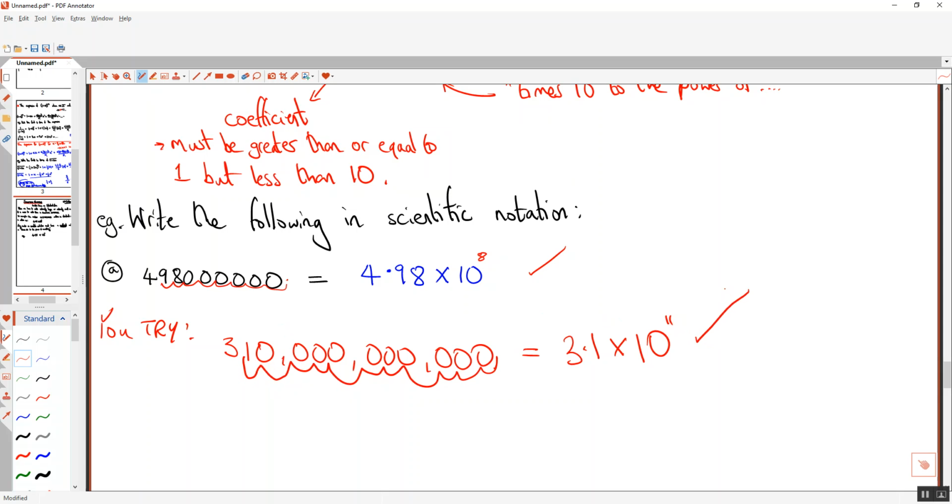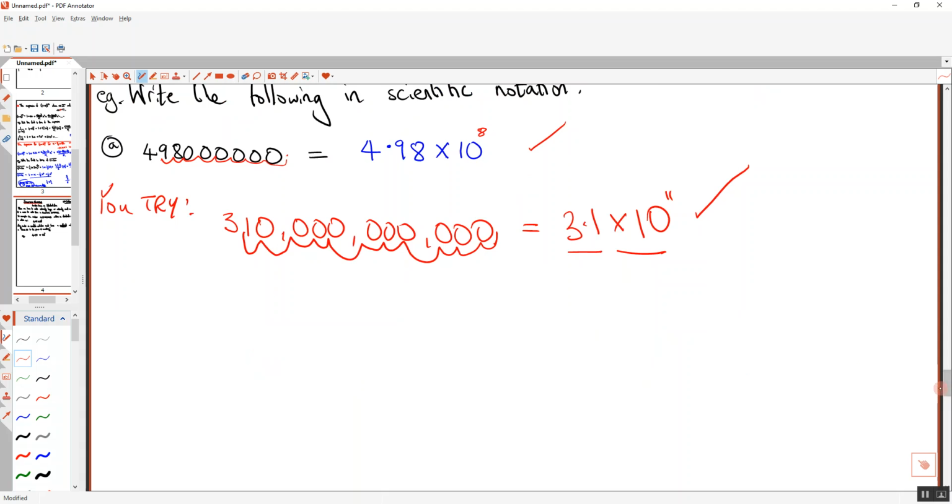Good. So you have to make sure that you count accurately. The number in front must be bigger than 1, less than 10, and you have to have your times 10. All good, Eden? You're going to ask a question? No? All right. We have got 5 minutes. Let's have a go at the next one.